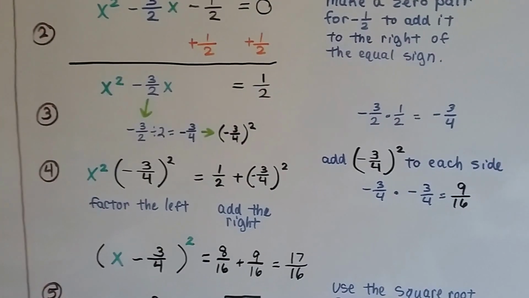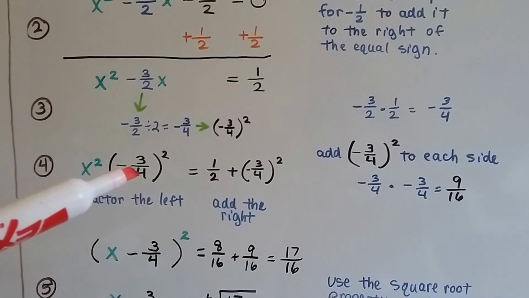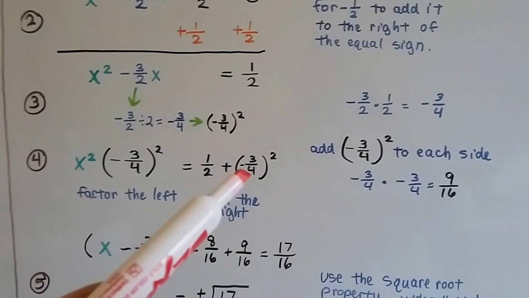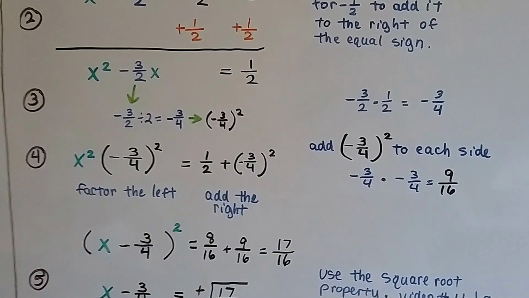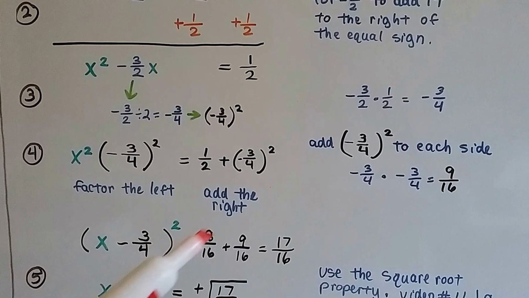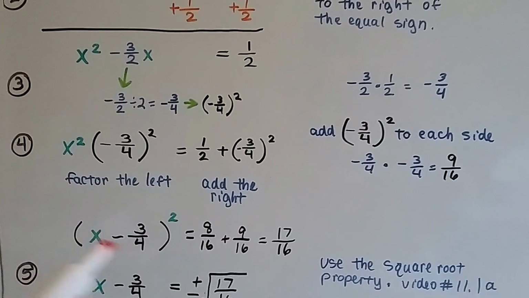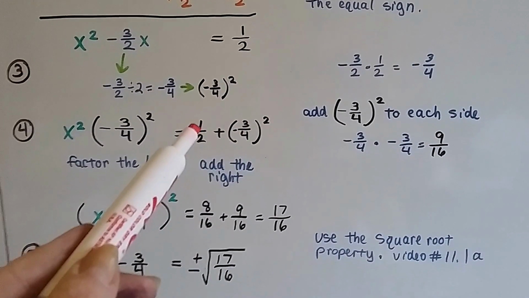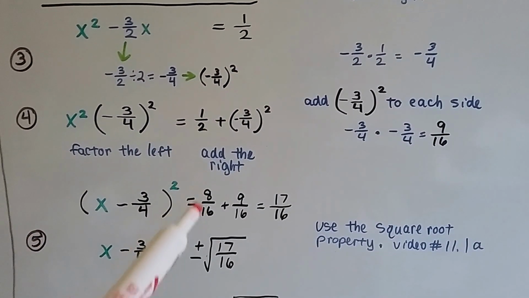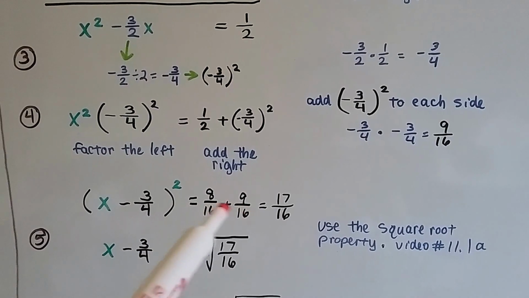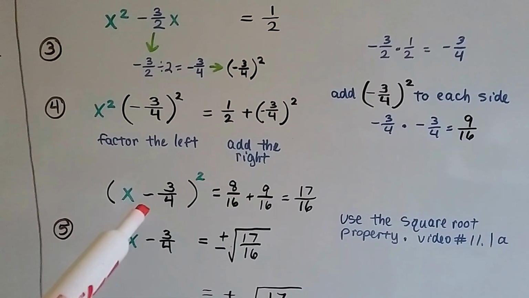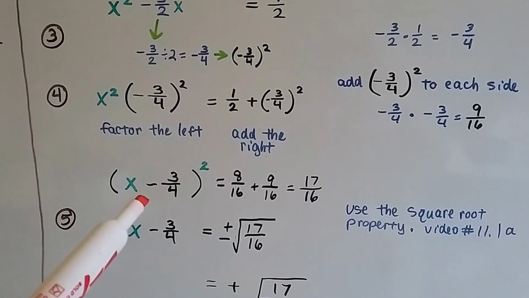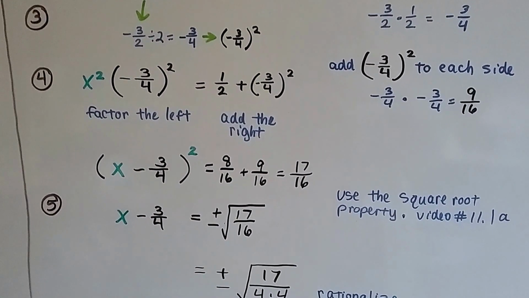So now we have x squared and this on this side of the equal sign, and we have a half plus that negative 3/4 squared on that side. We factor the left, we add the right. So we know that on this side it's a 9/16, and we're going to add that to the half. We can turn that into an 8/16, so we can add them with like denominators. We get 17/16. And then on this side, we have the little square sign up there because we factored it. It's inside parentheses.